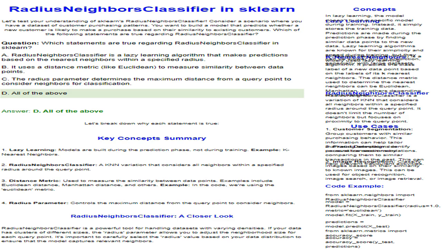This statement is true. Radius neighbors classifier is a lazy learning algorithm because it doesn't explicitly build a model. During training, it simply stores the training data and makes predictions during the prediction phase by finding similar data points, neighbors within a defined radius around the query point. This is described in the documentation block.